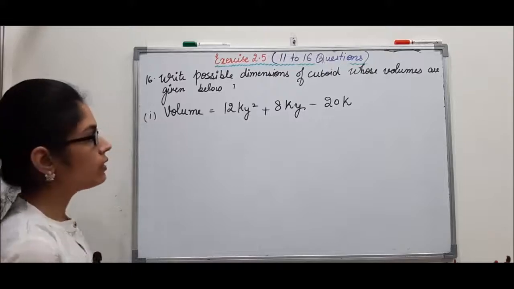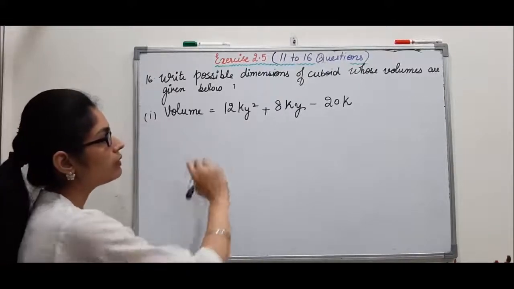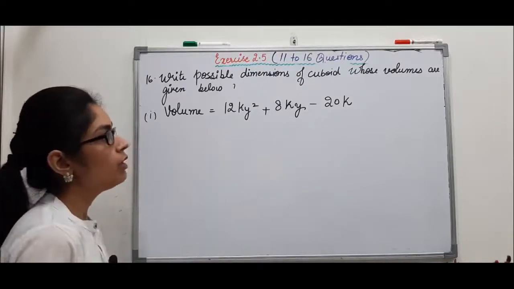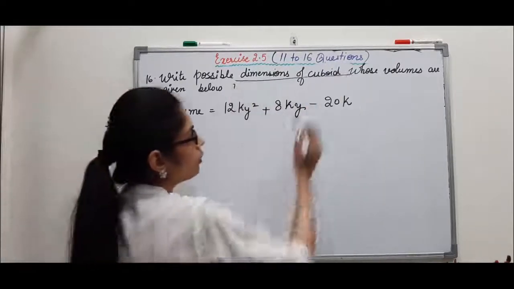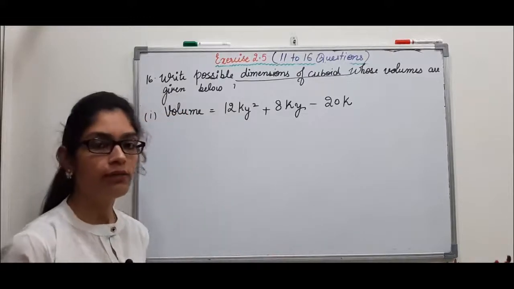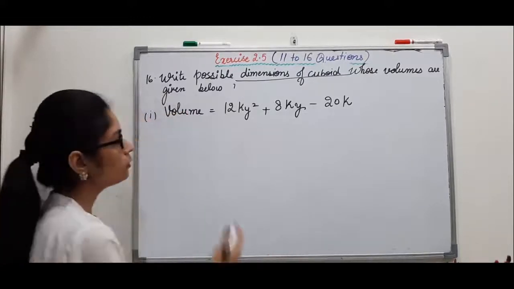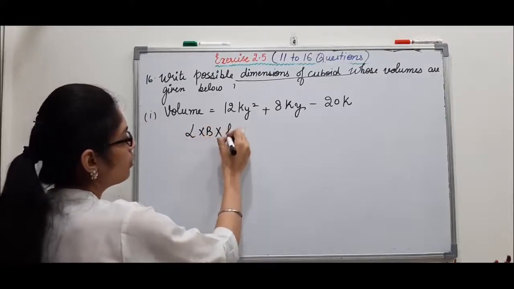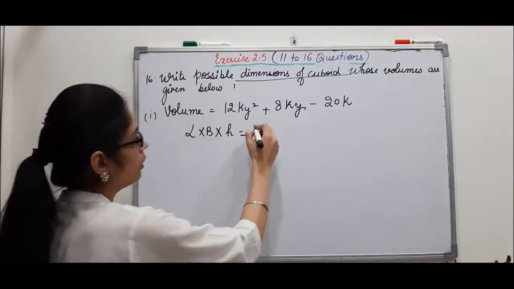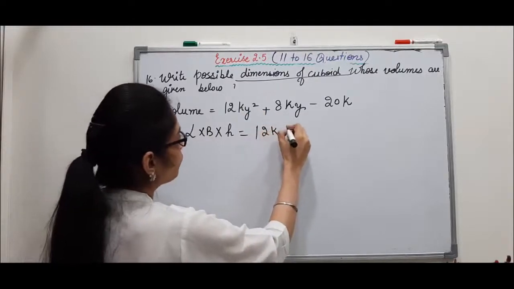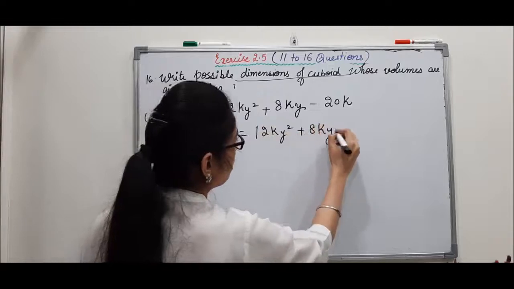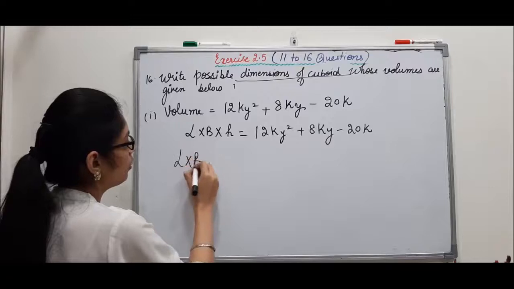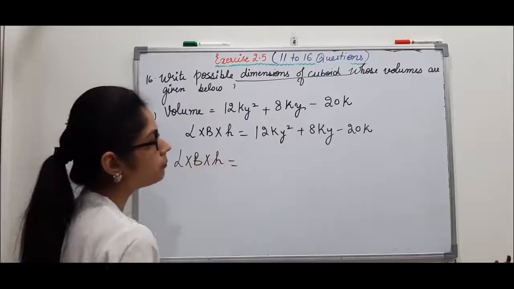Now let's do the second part. In the next expression, again volume is given to us, it is 12ky square plus 8ky minus 20k. So we have to find the dimensions of the cuboid. Dimensions of cuboid means again we have to find length, breadth and height. So we can write volume is equal to length into breadth into height, which is equal to this expression 12ky square plus 8ky minus 20k. So now let's take out the common term.